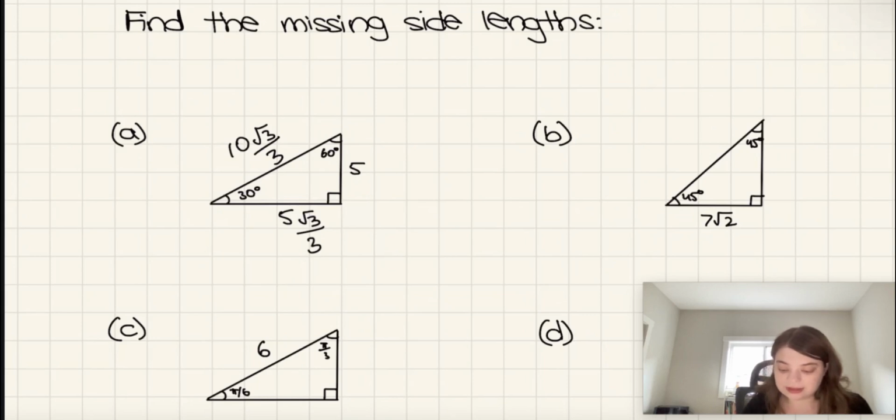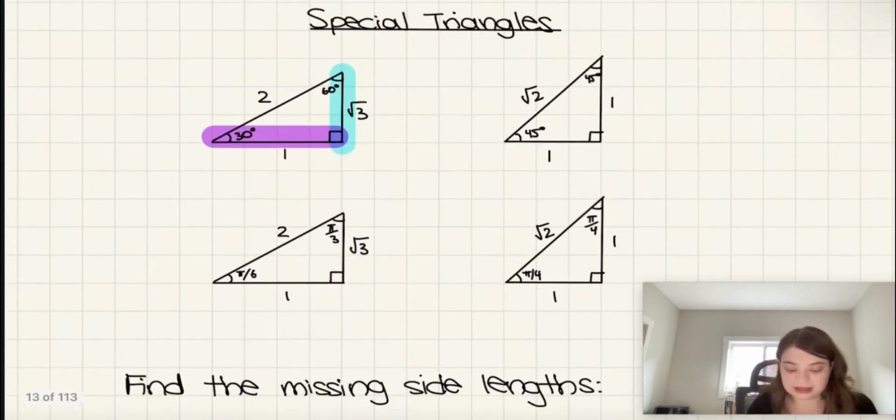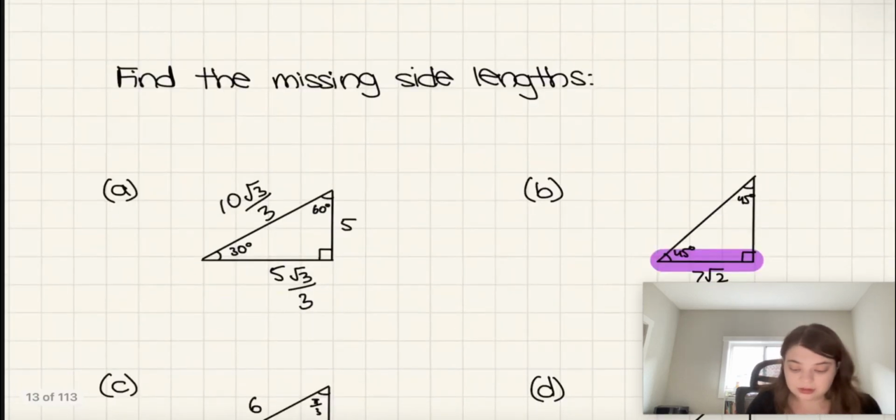So B is the 45, 45, 90 triangle. And I can see that one of the side lengths is 7 root 2. Now, how do we find the other side length? Well, here it looks like both side lengths are the same, right? Both of these side lengths are the same thing. They're both 1. And so therefore, on a similar triangle, if one of these side lengths is 7 root 2, the other also has to be 7 root 2. These both must be the same thing.